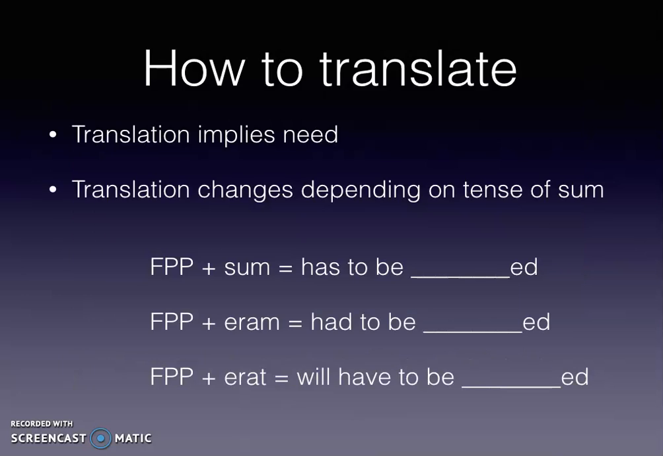Okay, let's talk about translations. We use the future passive participle most frequently in this construction called passive periphrastic, and when we use it, we're implying some sort of need or implication that something has to happen. This is how you would express in Latin, for example, like I have to finish my essay before I can call my friend, or something like that.